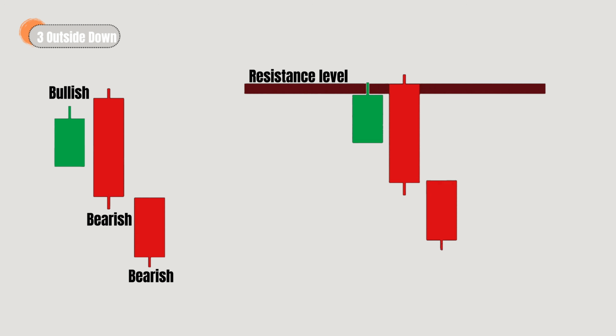The third red candle here works as a pattern confirmation, which signals a bearish reversal. By placing a stop loss at the resistance area, you can enter a short trade after the closing of the third candle. Let's understand the Morning Star candlestick pattern.